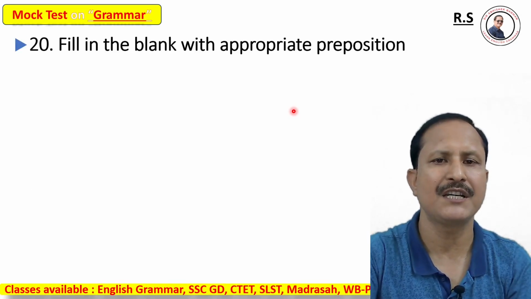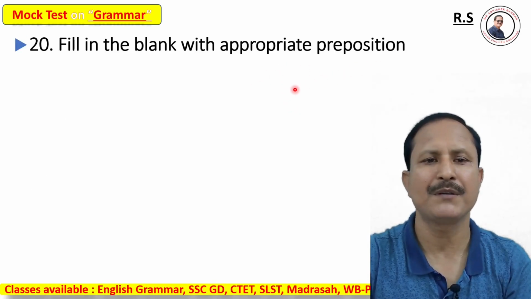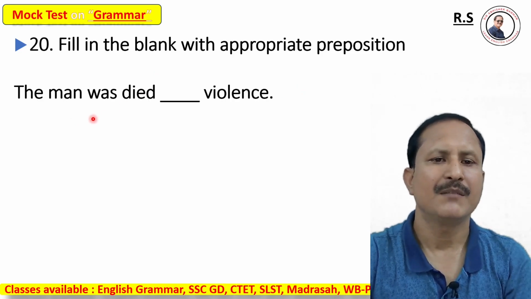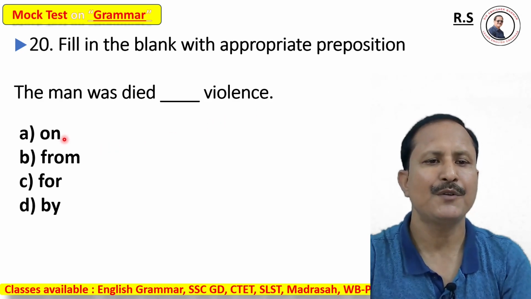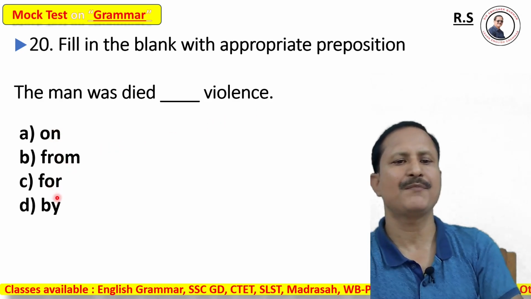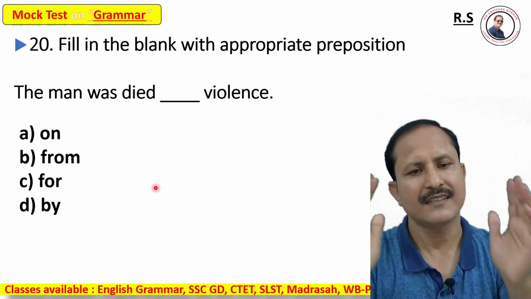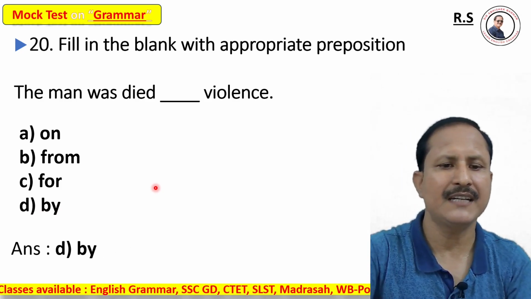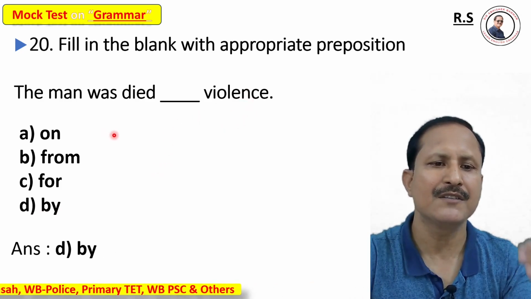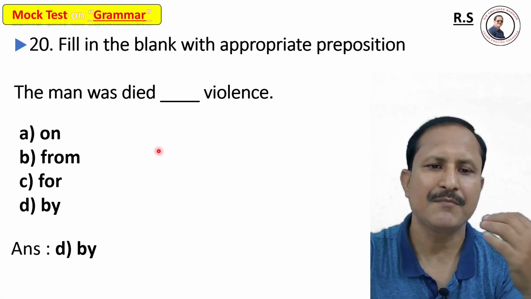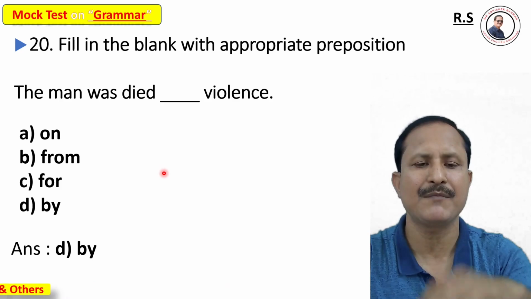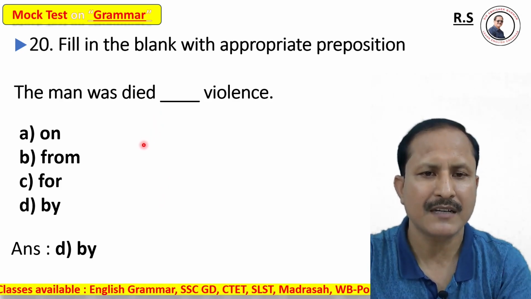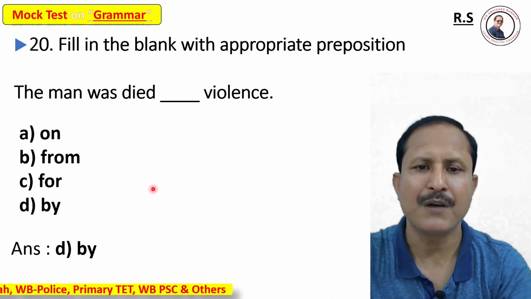Now, question 20. Fill in the blank with the appropriate preposition. The man died dash violence. Options: option A, on. Option B, from. Option C, for. Option D, by. The correct answer is, the man died by violence. If a man dies by violence, it should be died followed by.